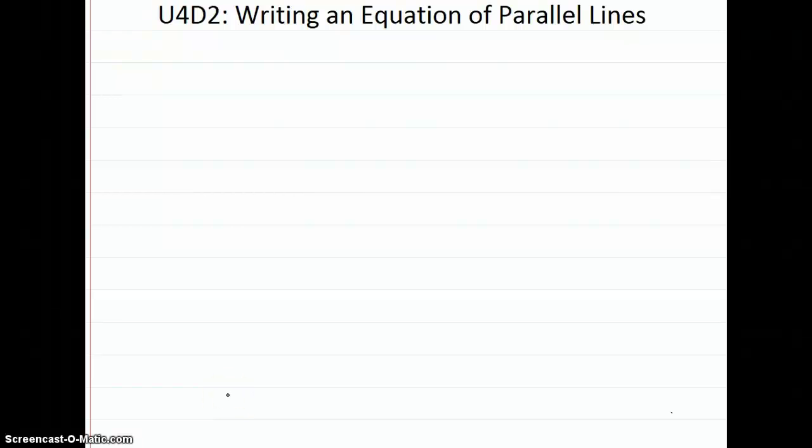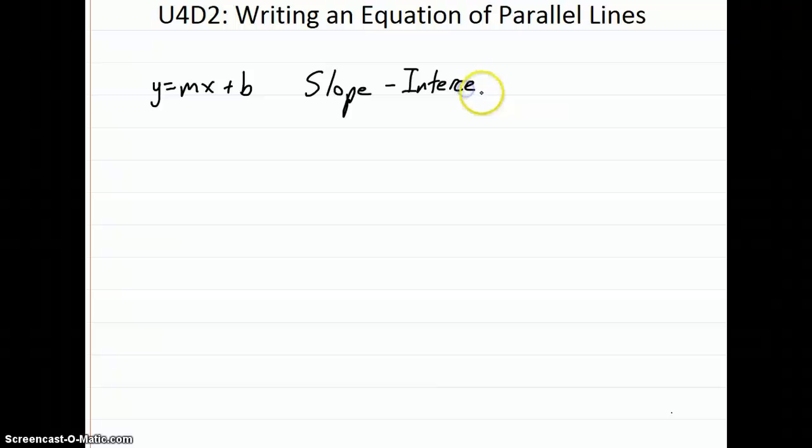Alright, today we're going to look at writing an equation of parallel lines. In order to do this, we're going to write our answers in slope-intercept form, which is just y equals mx plus b. The reason it's called slope-intercept form is because in this equation our slope is given and our intercept is given, and it is the y-intercept that is given.